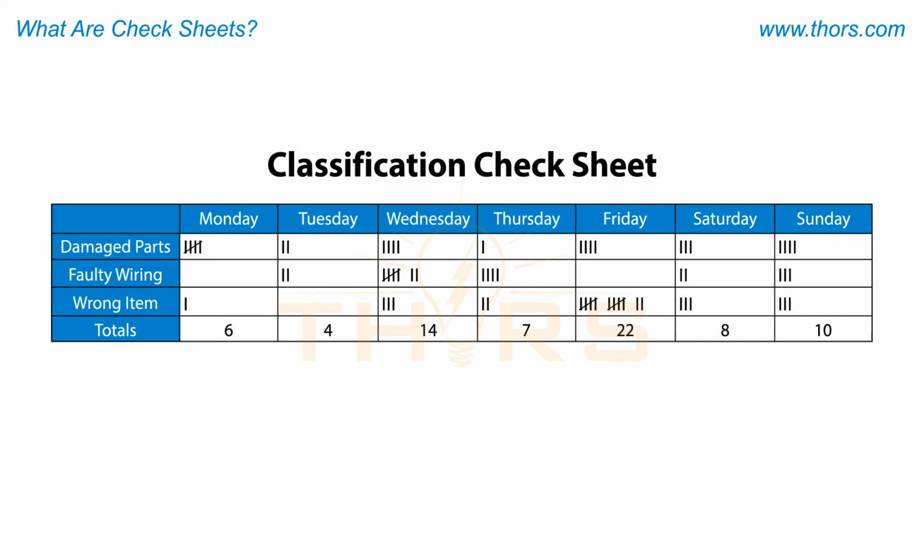Classification check sheets help put variables into a category, such as a machine, worker, or time period, like the day of the week or week in a month. This check sheet is a visual representation of when and how often defects are occurring.